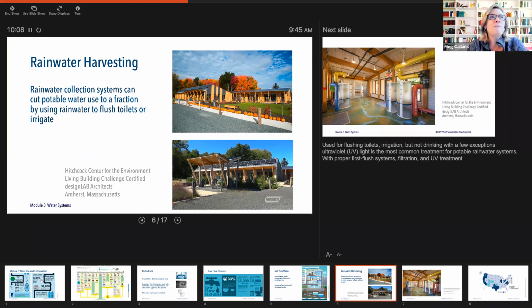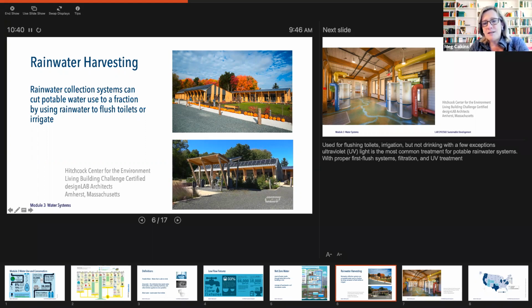This is the Hitchcock Center for the Environment, which is a Living Building Challenge certified project. We'll talk about the Living Building Challenge as a very rigorous example of a rating system for sustainable buildings and landscapes more in our building module. This is in Amherst, Massachusetts, and the roof forms were designed in such a way that they would capture the rainwater and funnel it to cisterns.